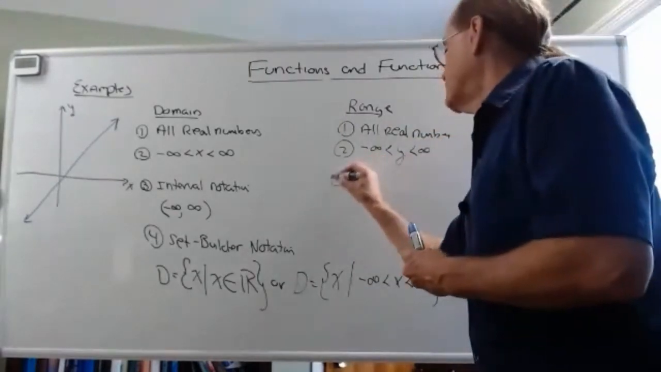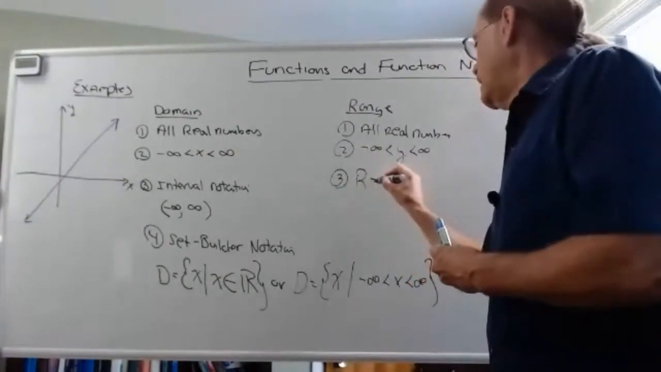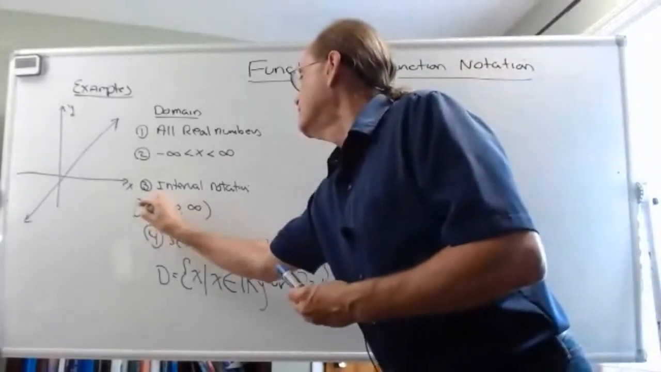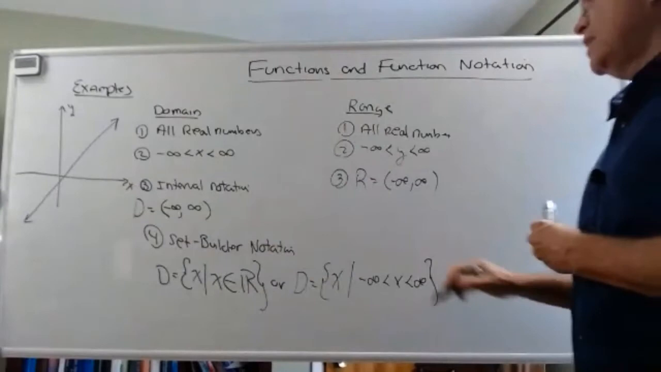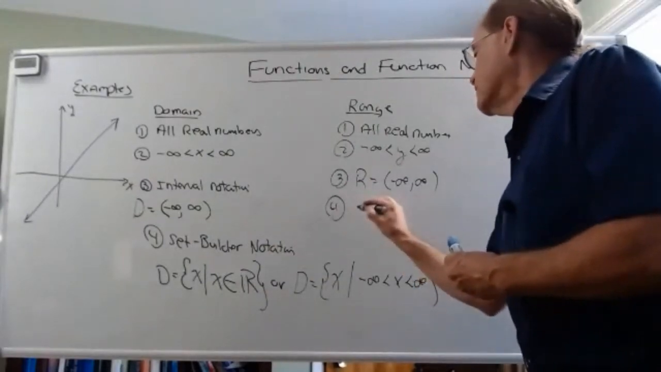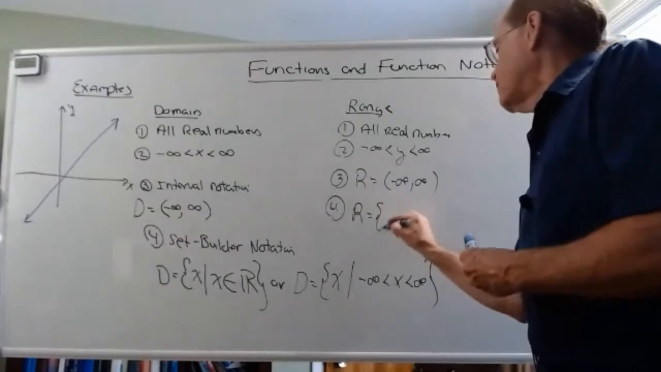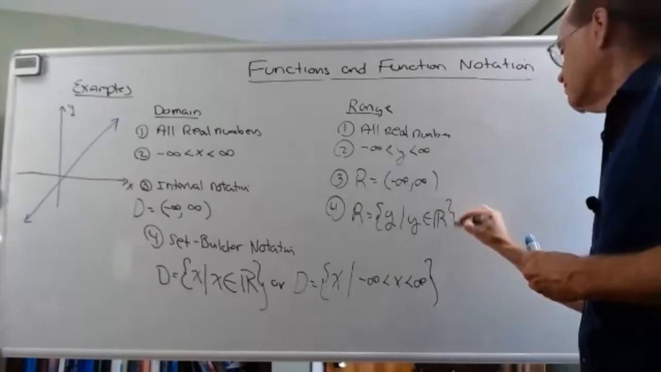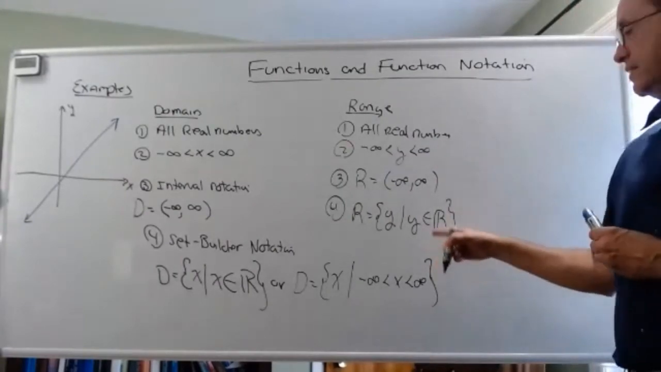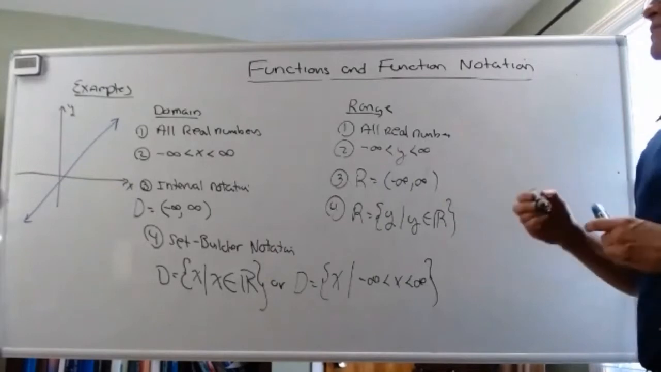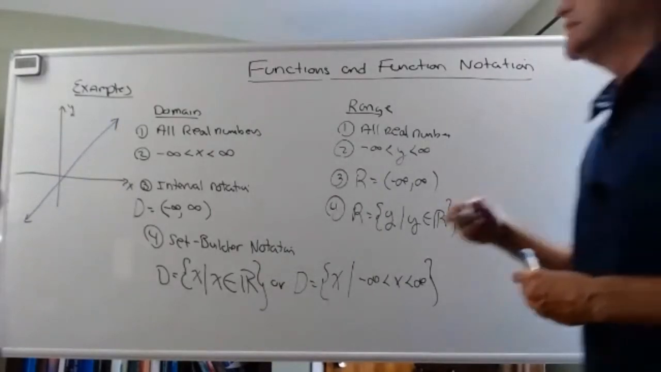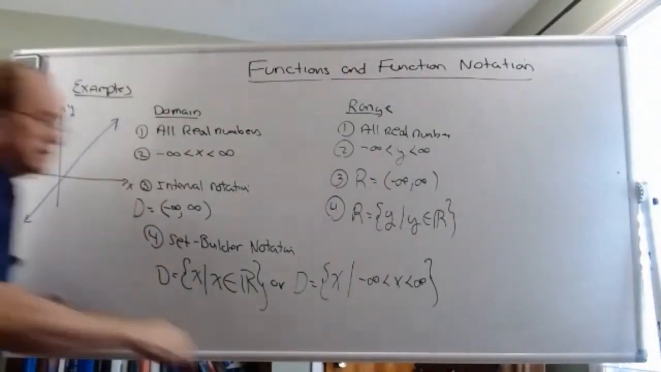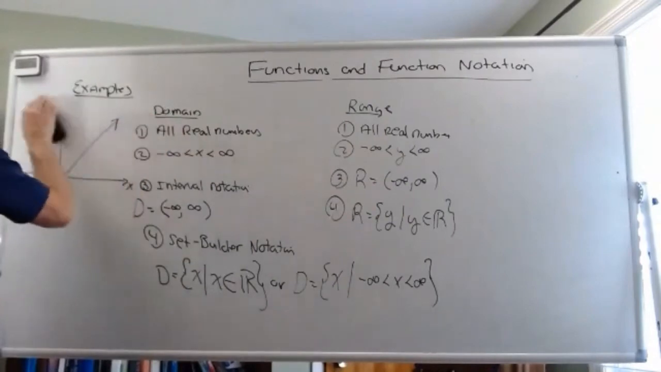Or if I write it in interval notation, I could write it here, R for range is this set minus infinity to plus infinity. I could have put a D over here if I wanted to define my domain. Or I can use the set builder notation, so the range is the set of all elements y such that y also is a real number. So we use the Greek letter epsilon to say it is a member of that set. So that's a simple example. Let's take a look at another example that you've seen. This is a simple example of a straight line that you've already seen. Take a look at another one.